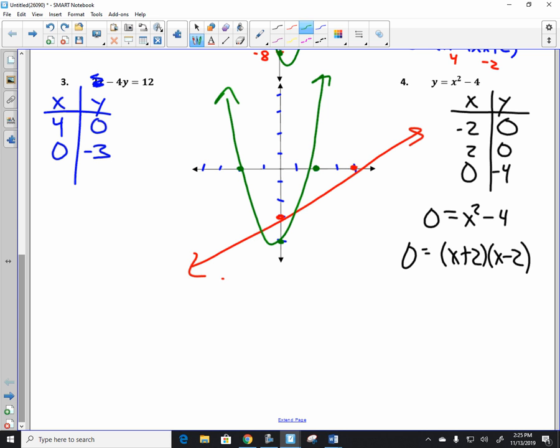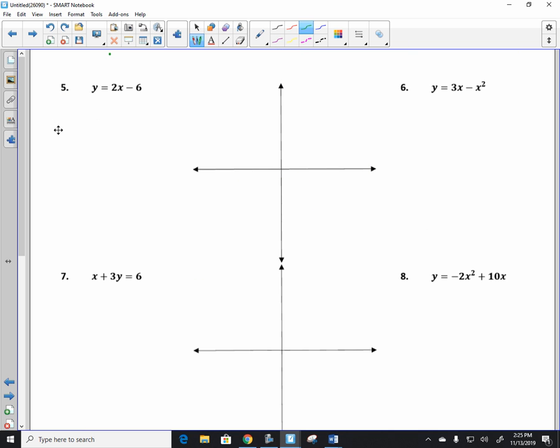Last example. What's different about this one? This is in slope-intercept form, isn't it? Y equals mx plus b. You could just, I mean, you know what the Y-intercept is just by looking at it, don't you? What is it? It'd be a -6, actually.